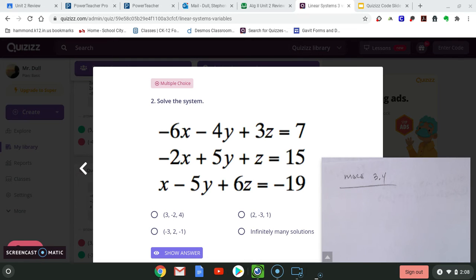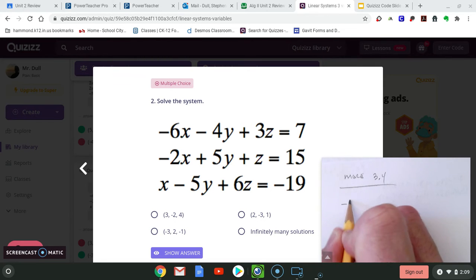Wanted to take a look at one of the example problems from the quizzes exercises that we did today on Friday and walk through the process of solving a system of equations with three variables, three equations. So let's work on this one.